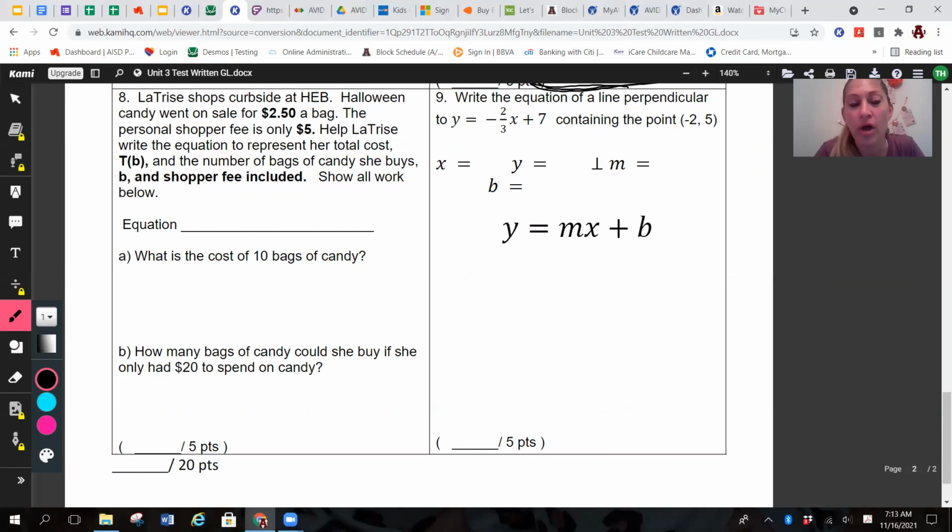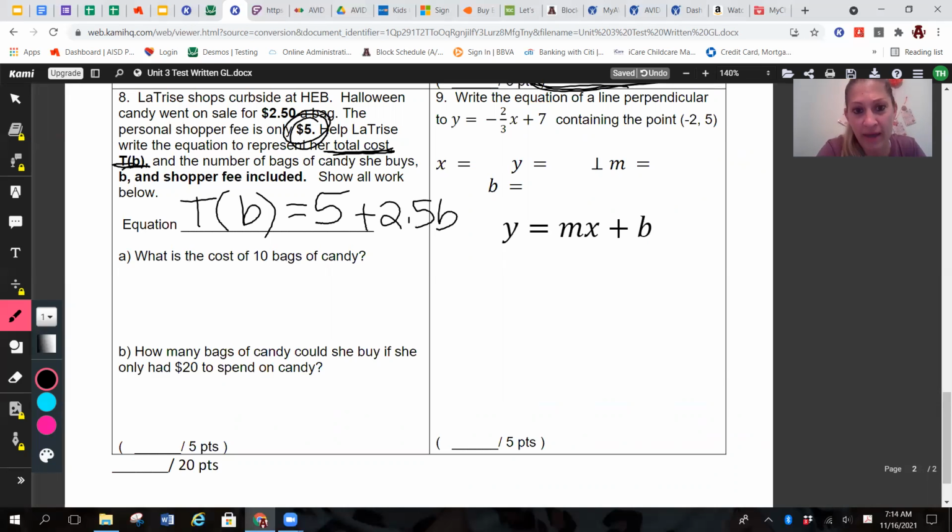A lot of you understood the gist of this question, but you didn't include the $5 shopping fee. It's there for a reason. So my total cost at H-E-B is represented by T of B because it told us T of B is total cost. Now, when you go to H-E-B, you're going to have to pay a $5 shopper fee, and you're spending $2.50 a bag on your Halloween candy.